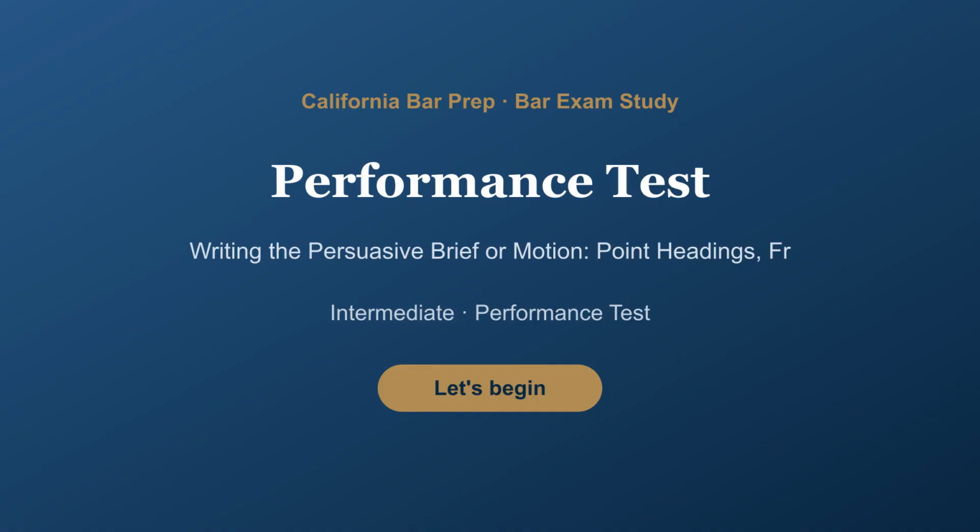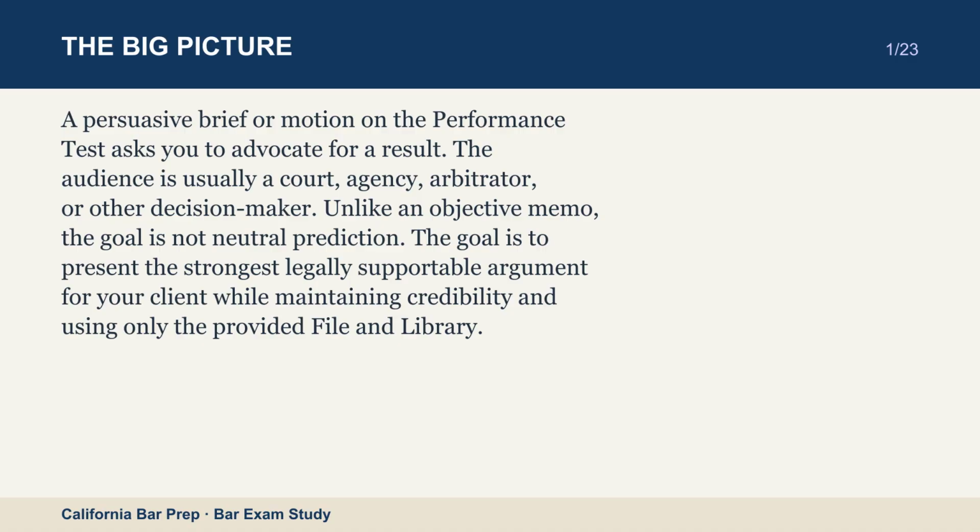In this lesson, performance test, writing the persuasive brief or motion, point headings, framing facts, and persuasive rule application. Let's begin. A persuasive brief or motion on the performance test asks you to advocate for a result. The audience is usually a court, agency, arbitrator, or other decision maker.